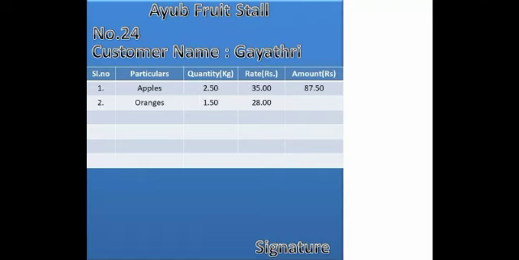The next she buys oranges. She buys 1.5 kg orange, and the cost of 1 kg is 28 rupees. So what we will do is you will multiply 28 into 1.50. Okay. Now 0 8s are 0, 0 2s are 0.